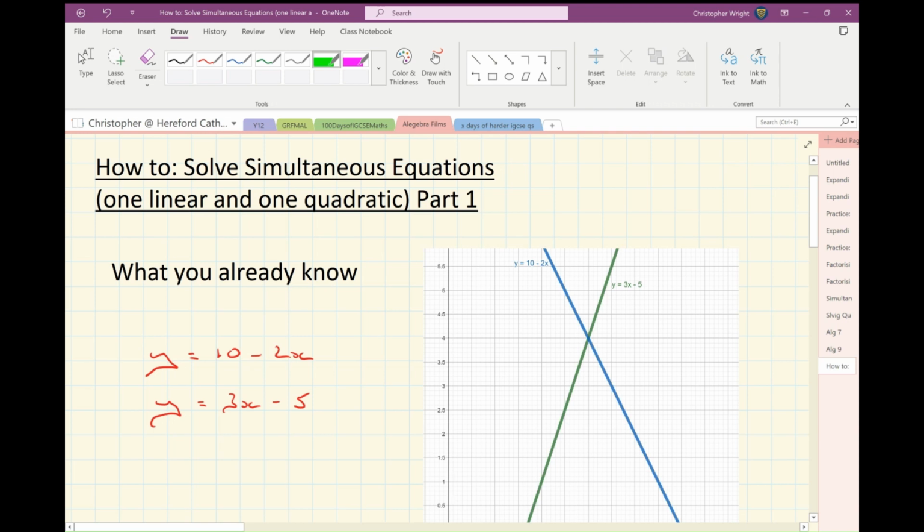Mr. Right here, how to solve simultaneous equations when one is linear and one is quadratic. Let's start with what you already know. You already know how to solve two equations simultaneously if they're both linear.